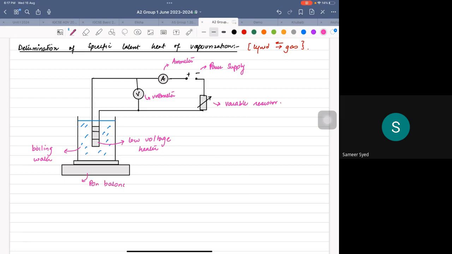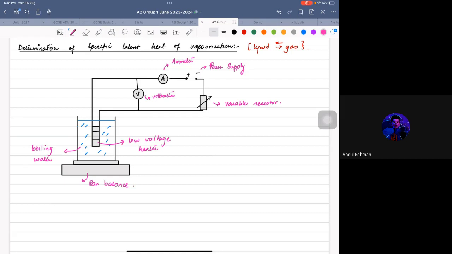Who knows what pan balance does in this class? Can you please tell? Anyone? It measures the weight. Measures the mass. All right, yes, it measures the mass. Now this is the working drawing of the whole thing. So this is quite simple.